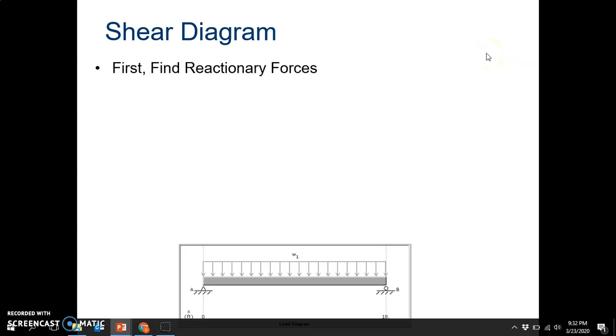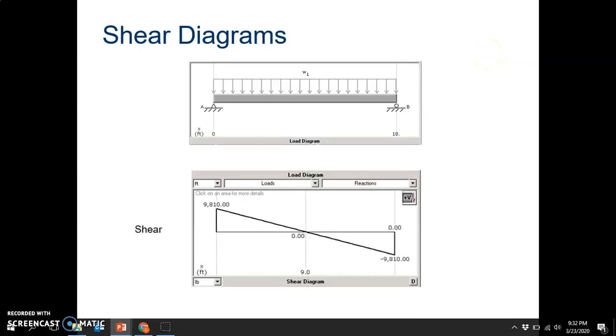Meaning, for every 1 foot I move over, you are going down 1,090. So over 1, down 1,090. Over 1, down 1,090. So on. And when I do that for 18 feet, over here, where x equals 18, I am now at negative 9,810. And then when I have the reactionary force over here of a value of 9,810, I go back to 0. So this is the completed shear diagram for a simple distributed load.